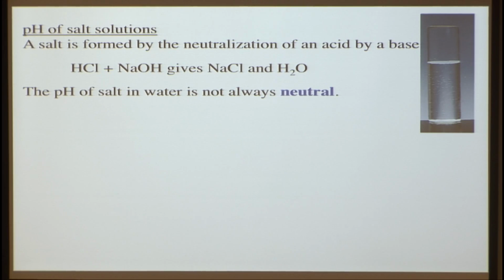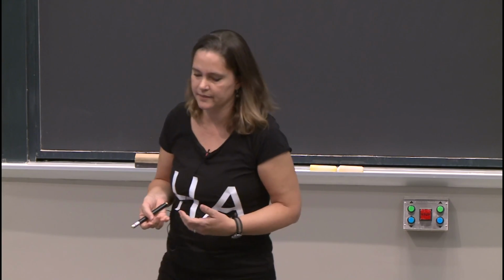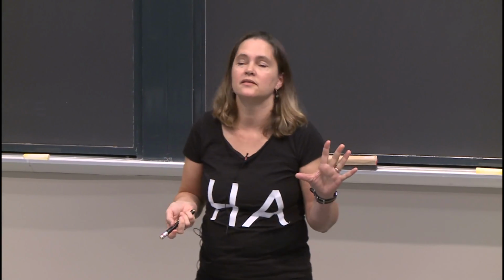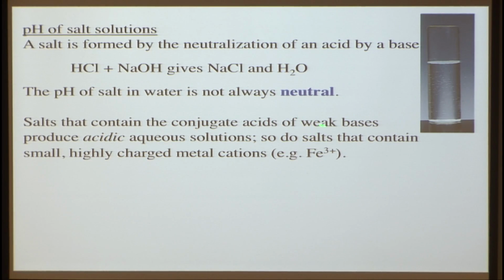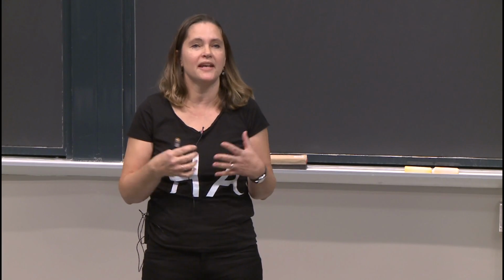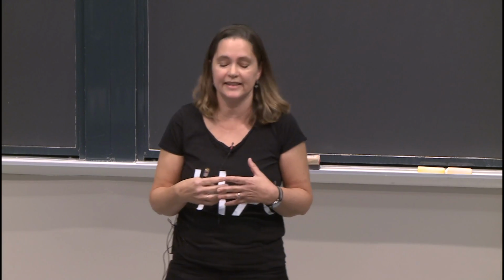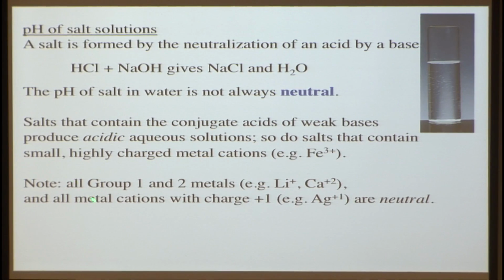It depends on the nature of the acid and the nature of the base that were mixed together to form that salt. So there are some rules to help you figure out whether something's going to be acidic or basic. If you have a salt that contains the conjugate acid of a weak base, it will produce an acidic solution. And if you have a salt that has small, highly charged metal cations like iron +3, that will also be acidic. So we saw last time I had the prescription medicine for my daughter, which was iron sulfate. It was highly acidic. Note that periodic table group 1 and group 2 ions, lithium +1, calcium +2, sodium +1, are all going to be neutral. And in fact, anything +1, neutral.